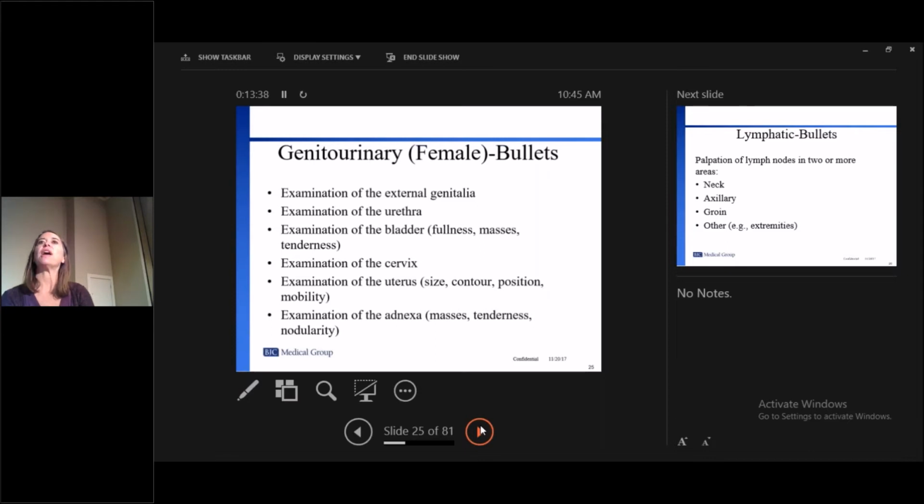Females, we have a lot more, and so there's a lot more things that you can document on there, and I'm not going to go into all those for you. They're written out there for you.